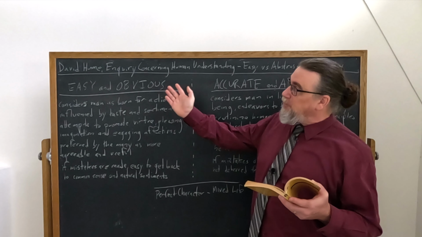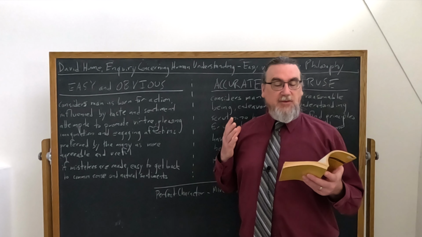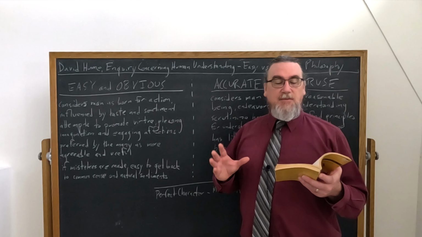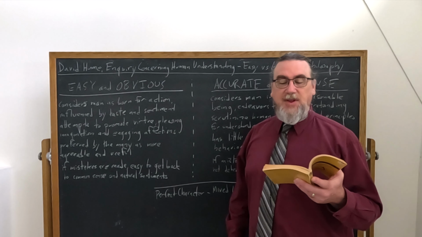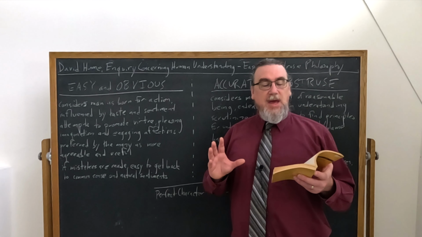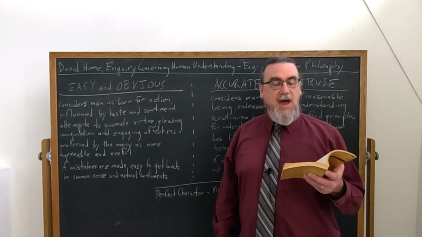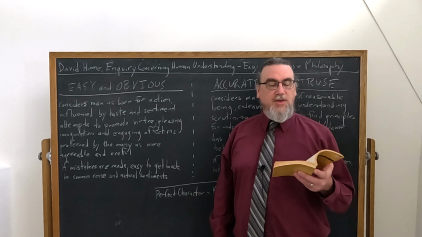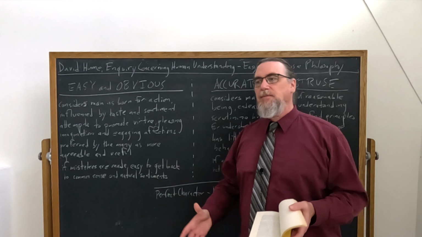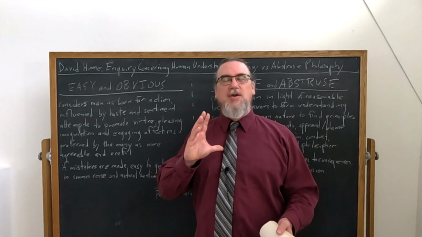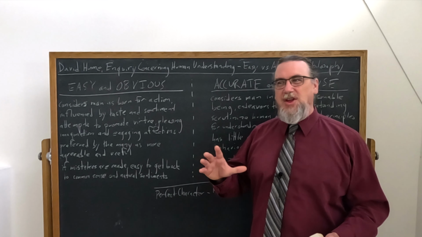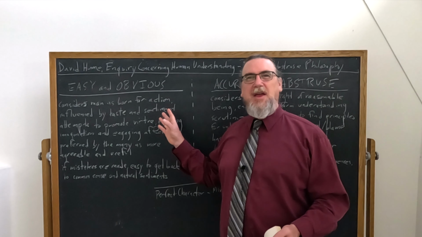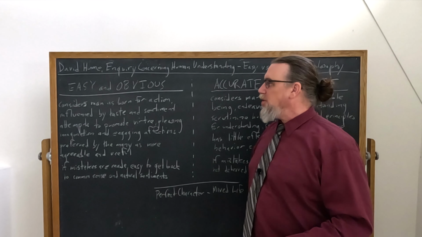So he begins by talking about the easy and obvious. He says, "The one considers man chiefly as born for action and influenced in his measures by taste and sentiment, pursuing one object and avoiding another according to the value which these objects seem to possess and according to the light in which they present themselves." So what are we getting here? A combination of ethics, psychology, considerations of how we ought to behave, some moral instruction, you could say.